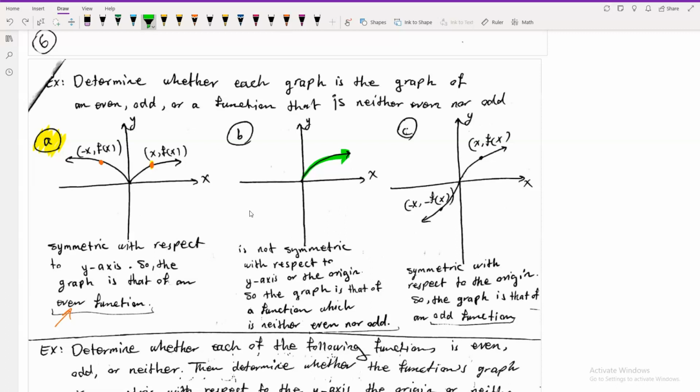Now part C, here is our graph. And this is symmetric with respect to the origin. Since this one is symmetric with respect to the origin, our graph is an odd function.